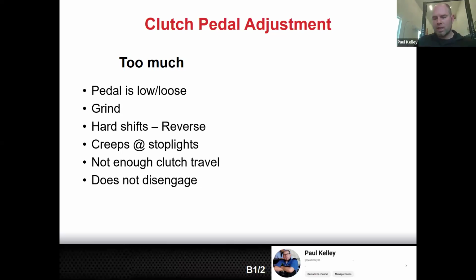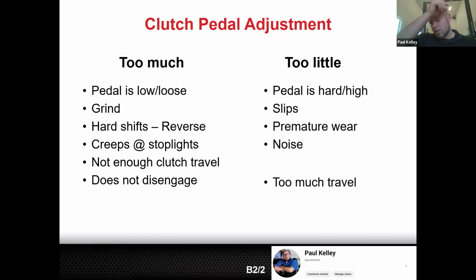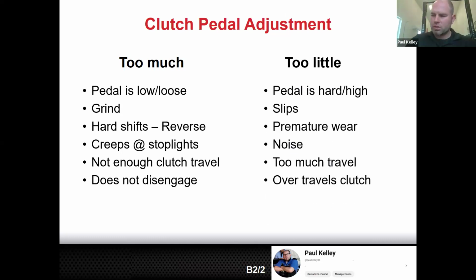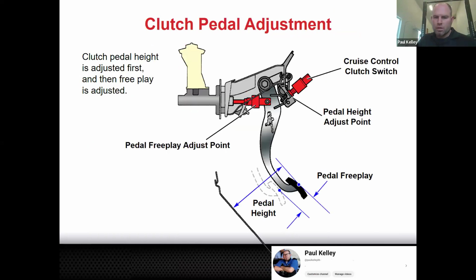Now let's go on the other side. If it's too little, what that means is the clutch adjustment is too tight. Too much, the pedal's like this, sloppy. Too little, it's like, hey, this pedal's already pushing, right? So if we back up to here, you would have no free play.